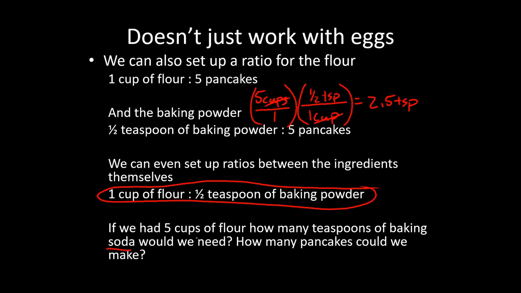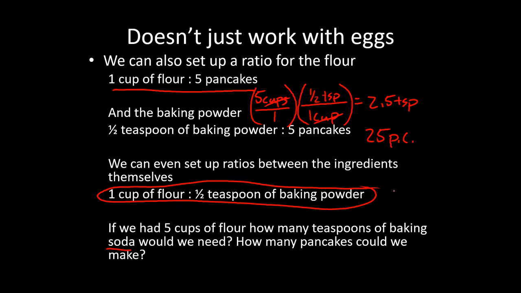And so then just taking that a step further, the next question there was how many pancakes can we make with that? Well, again, assuming we have more than enough of everything else, which in this case would be the eggs, if we have 5 cups of flour, we know that for every 1 cup of flour, we can make 5 pancakes, so that would give us 25 pancakes.